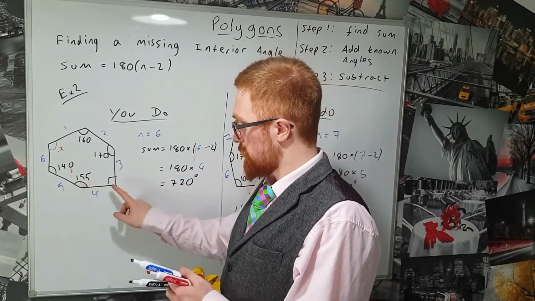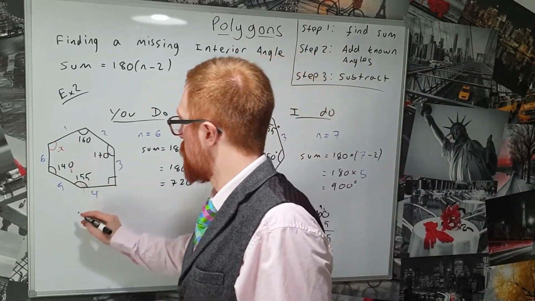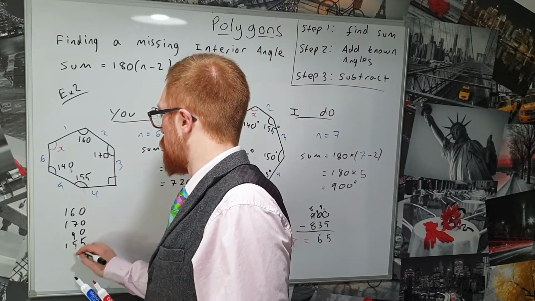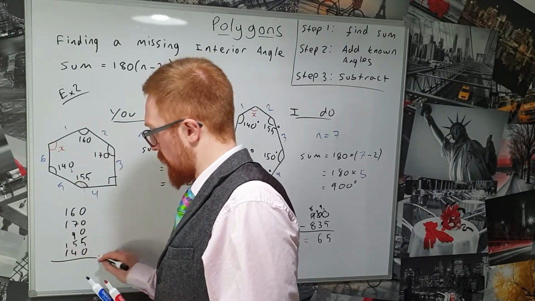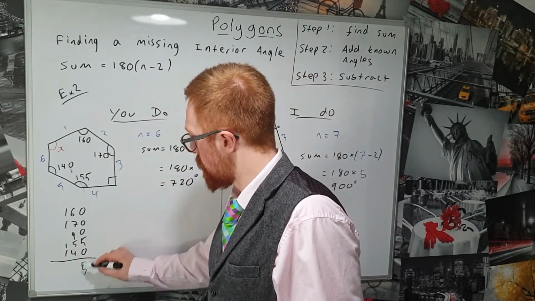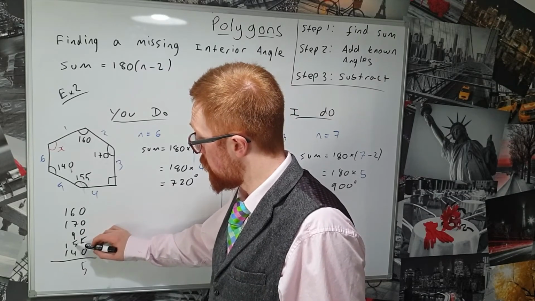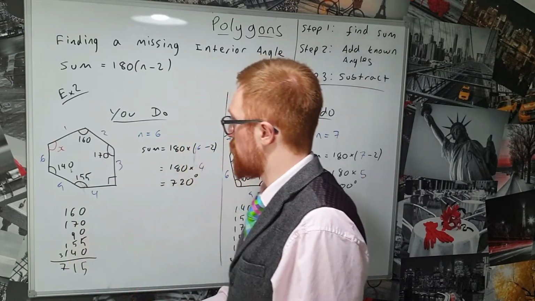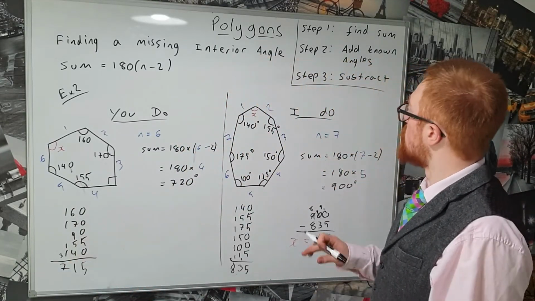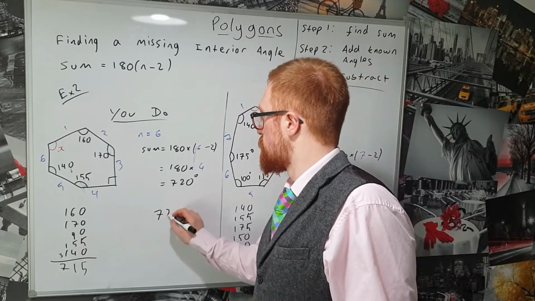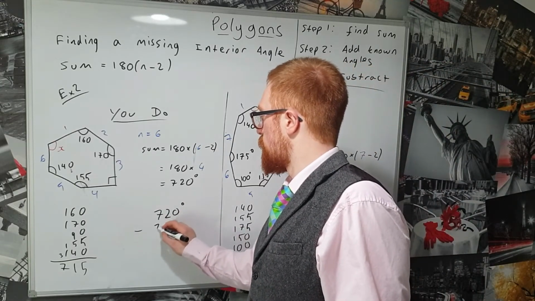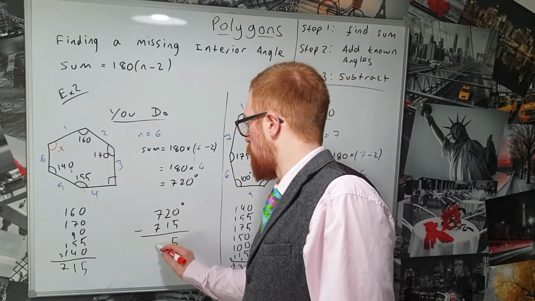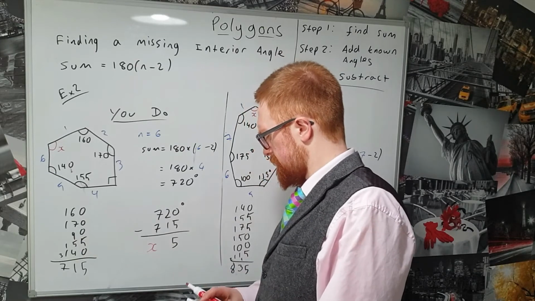Let's add up my known angles. Now we mustn't forget about this right angle here. So I've got 160, 170, 90, 155 and 140. Altogether they make 5, 13, 22, 31, 1, 2, 3, 4, 5, 6, 715. So our last step is to subtract. So we do 720 degrees take away 715 degrees, which leaves us with 5 degrees for our value of x.